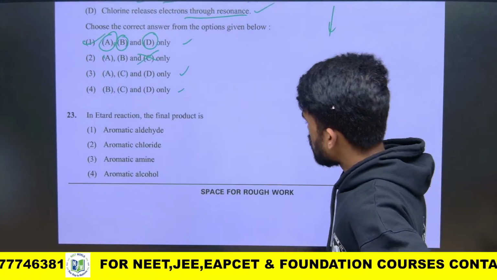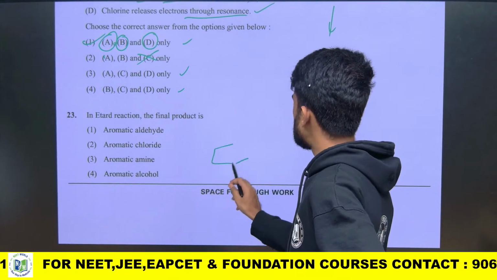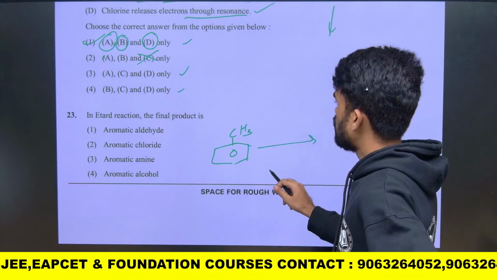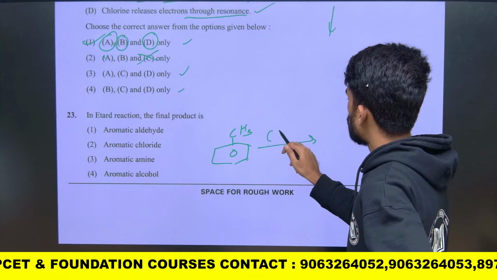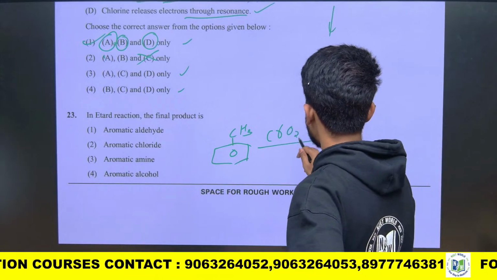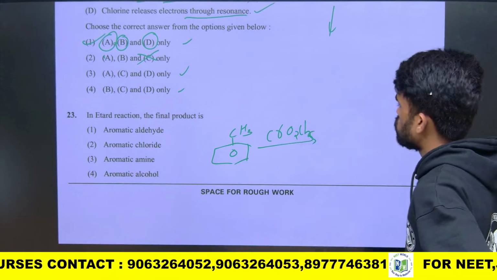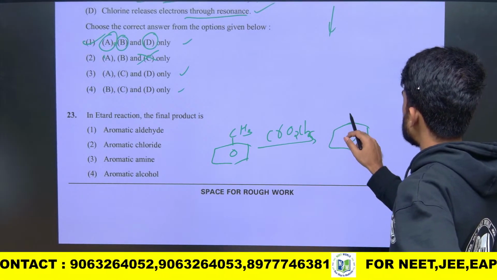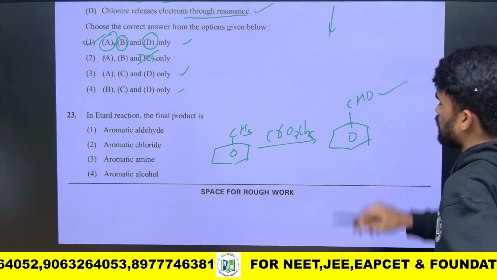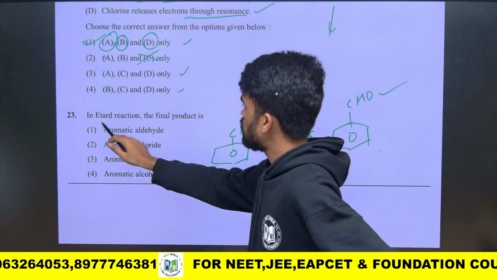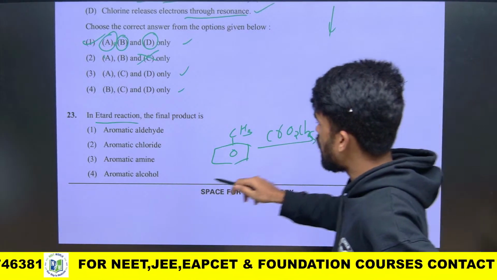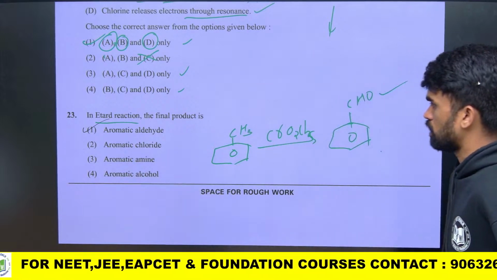Next, Etard oxidation means, whenever we have a methyl group or any alkyl group here, the methyl group will be treated with chromyl chloride, CrO2Cl2. So this will produce benzaldehyde like this, the conversion is to CHO. So this is a benzaldehyde. This happens in the Etard oxidation, one of the important reactions. So now this is benzaldehyde, which is an aromatic aldehyde. So you can choose option 1, that's it.